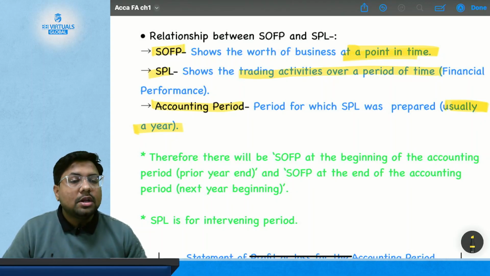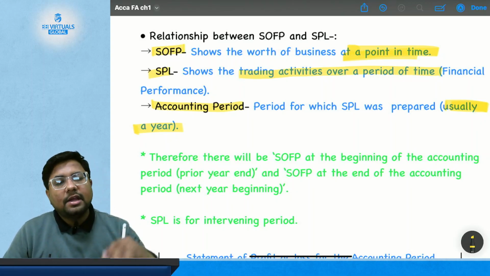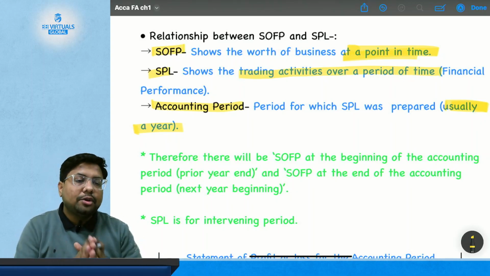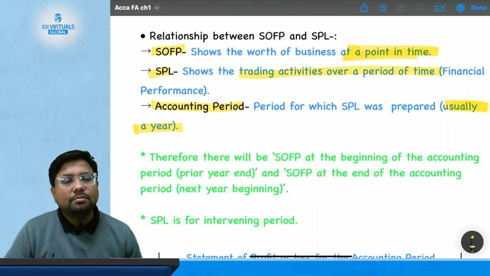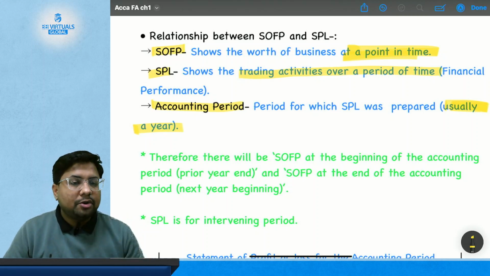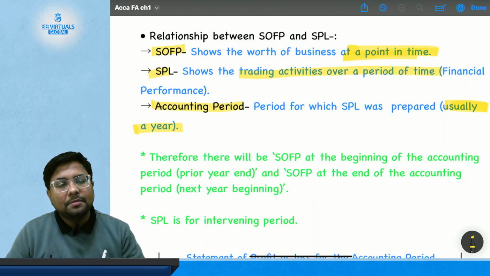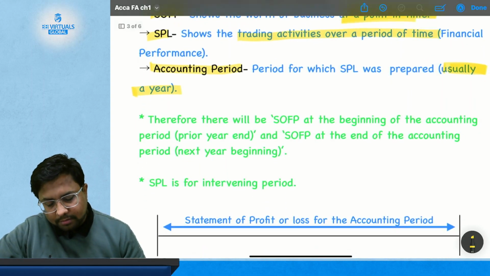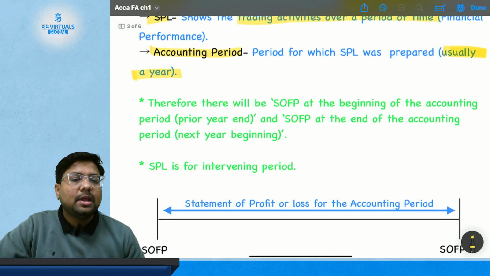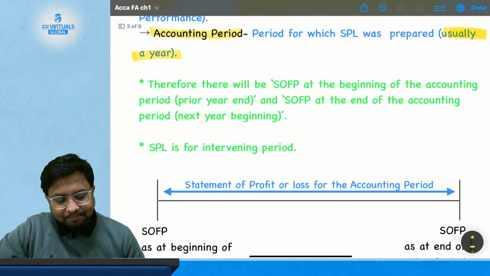So from May to December will be my financial or accounting year. But for the next year, when I have already started my business, my accounting period will be 1st of January to 31st of December, because I am already doing my business. So for the year when you start your business, your accounting period will start from the day you started the business and end on the date when the accounting period ends. Okay, so this is the relationship between SOFP and SPL.